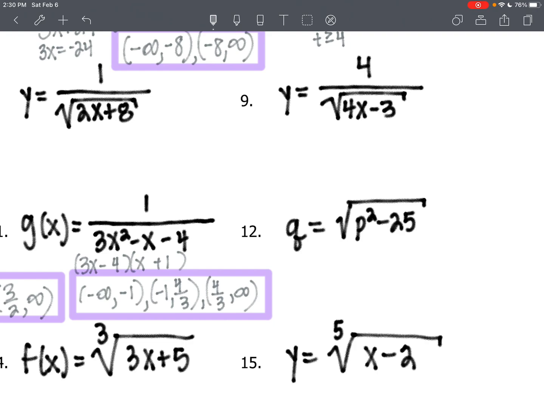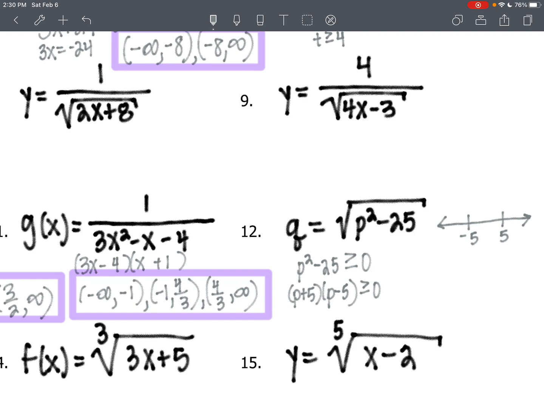So what are we going to do? We're going to take p squared minus 25, and we're going to set it greater than or equal to 0. Well, that factors to be p plus 5, p minus 5. And now you might recall from the previous lessons that we have to make a number line. We've got negative 5, we've got positive 5. We've got 3 intervals we need to check here.